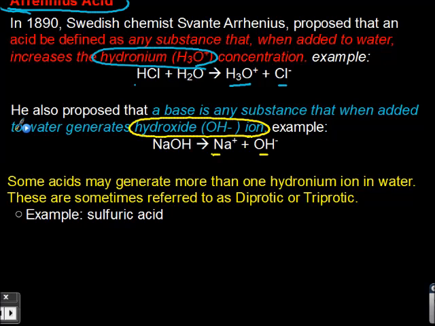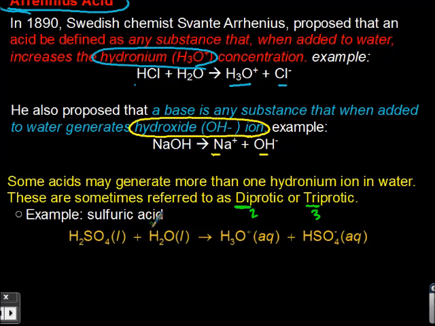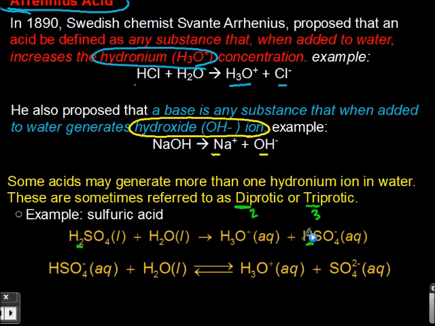Some acids do generate more than one hydronium ion in water. So we refer to these with the term diprotic, di meaning 2, or triprotic, meaning 3. For example, sulfuric acid, because it's got a 2, it's H2SO4. When it dissociates in water, the first hydrogen comes off into H3O+, and I still have a hydrogen left. So it dissociates again to make H3O+ and SO4 2-. So it forms 2, therefore it's diprotic.